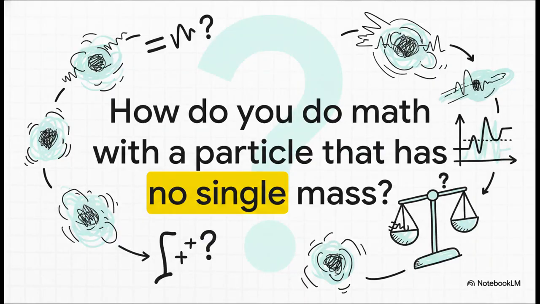So let's just start with that puzzle. Seriously, think about it. Imagine you're trying to weigh something, but instead of having one single weight, it has this whole range of possible weights. How would you even begin to do calculations for that? And this isn't just some abstract thought experiment. It's a real, fundamental challenge that physicists at places like the Large Hadron Collider have to deal with every single day.